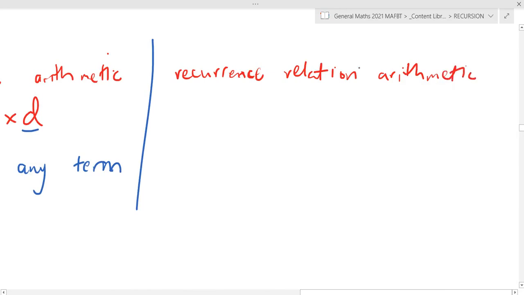Now, the recurrence relation looks like this. So it's got T1 equals A. And what that's saying is basically the first term. What's the first term in my sequence? So you have to tell me what the first term is. And then you have to put a comma and then tell me how you get the next term. That's what this means: Tn plus 1, the next term, is equal to Tn, so whatever term you have, plus the common difference. So this is what you look for in a recurrence relation.